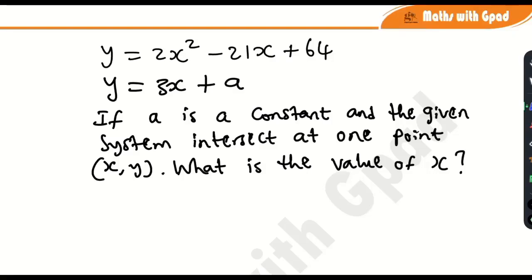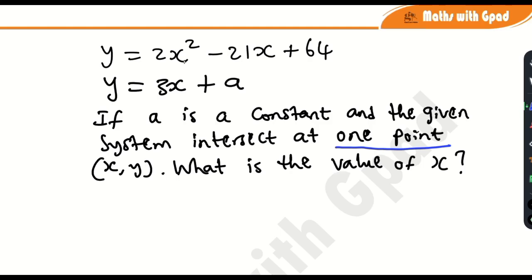Hello people, let's solve this question which says y is equal to 2x squared minus 21x plus 64, y is equal to 3x plus a, if a is a constant and the given system intersect at one point. Emphasis on this one point, at one point, (x, y). What is the value of x?